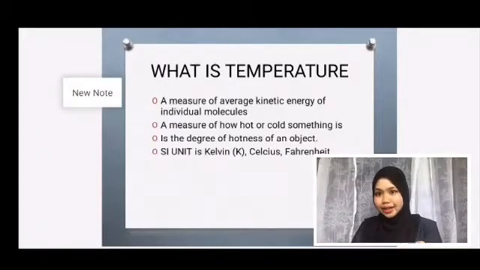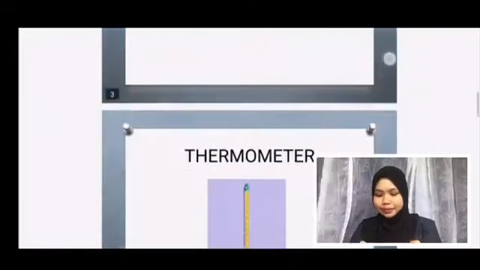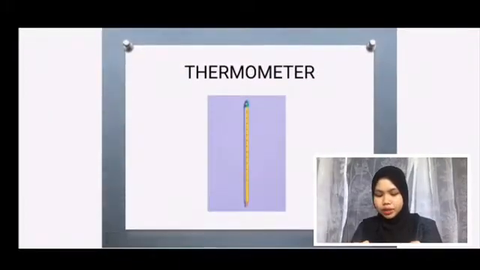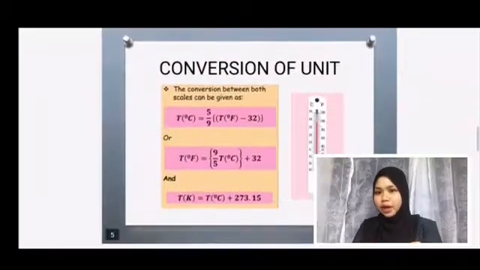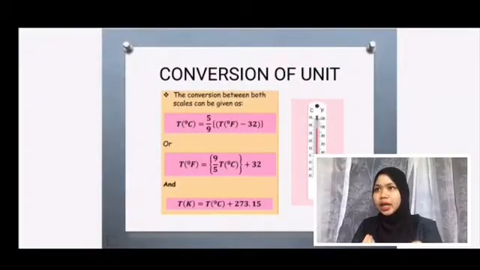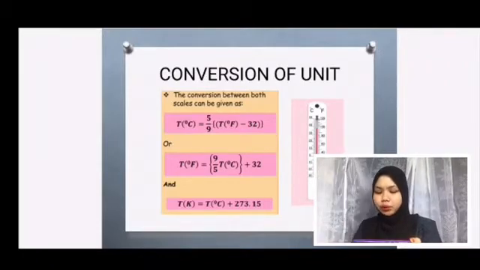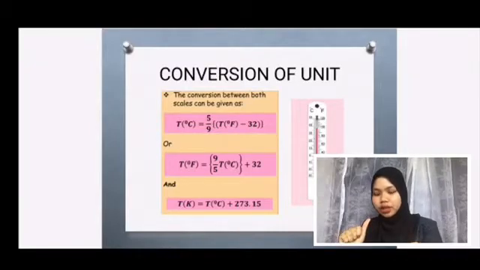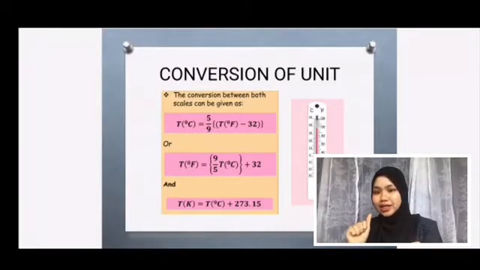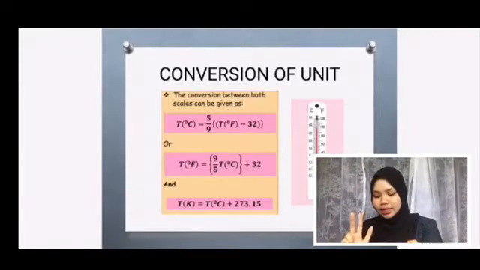So here I attach the thermometer that we actually use in lab. So we move on to the serious part. I hope that everyone can focus for this part about conversion of units used in this topic. The conversion between both scales can be given as three equations. The first equation is about degrees Celsius, the second is about degrees Fahrenheit, and lastly is about Kelvin.